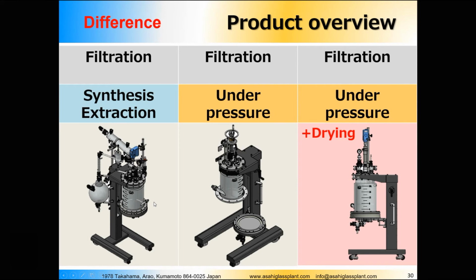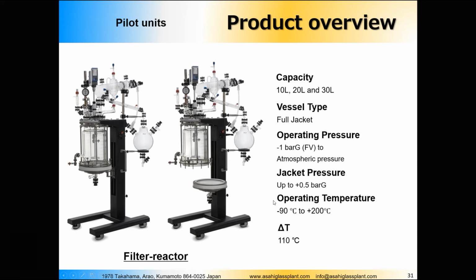Let's go into the next slide. The processes that can be done in these reactors are the same ones. For the filter reactor, you can do the filtration, you can do the synthesis, extraction. For the Druck filter, you can do the filtration under pressure. For the filter dryer, you can do the filtration under pressure and drying afterwards. Filter reactor. Standard vessels are 10, 20 and 30 liters, but you can also have bigger ones.